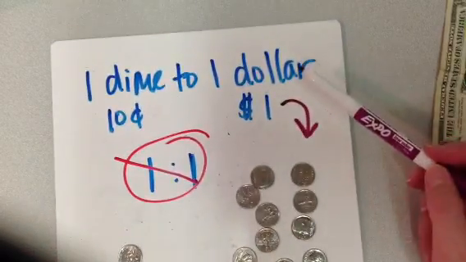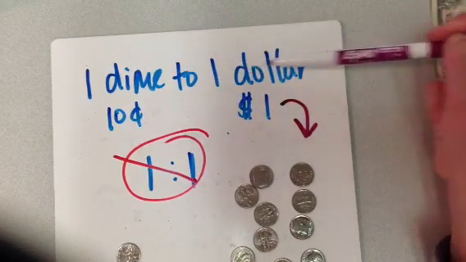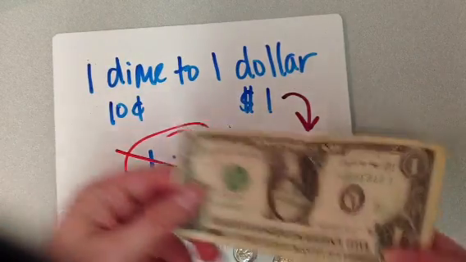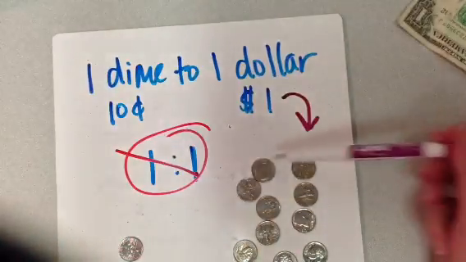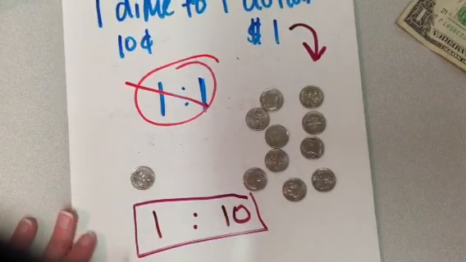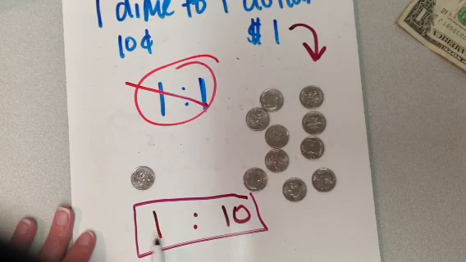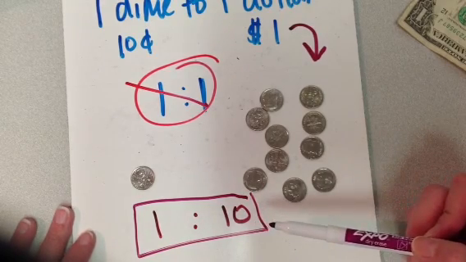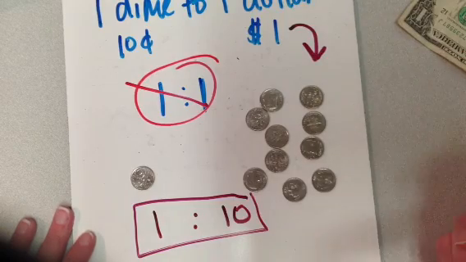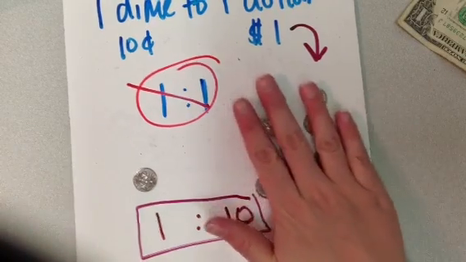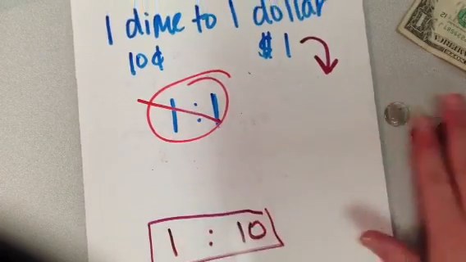If I wanted to write a ratio to represent 1 dime to $1, I have to forget about the dollar in this form and think about it as a set of 10 dimes. And so then I would write my ratio as 1 dime to 10 dimes because I know that the 10 is equivalent to the dollar. Let's look at another example of this. Let me move my change off the board here. Let's look at another example.